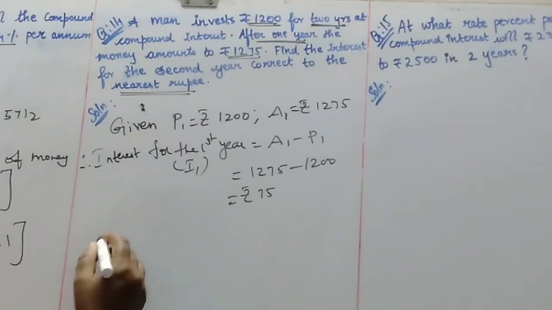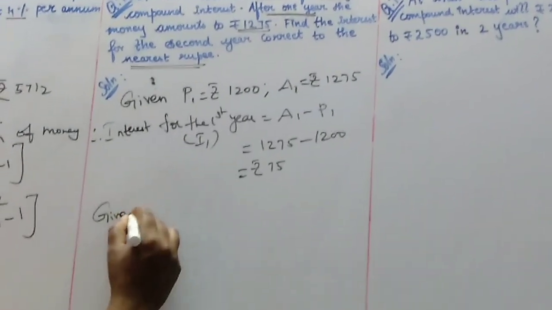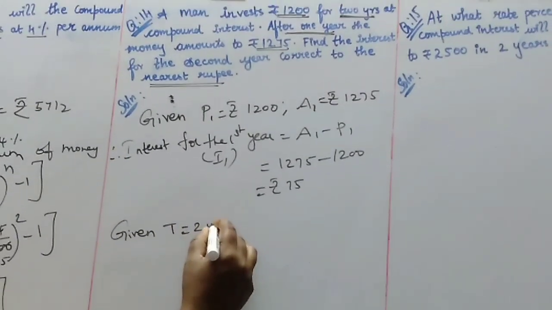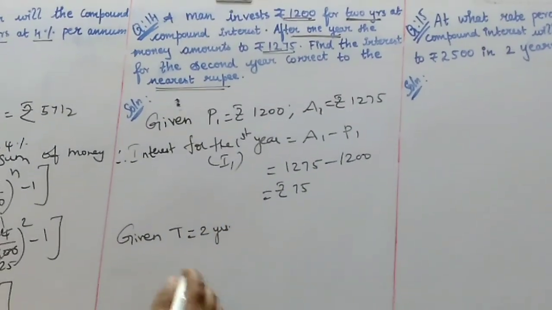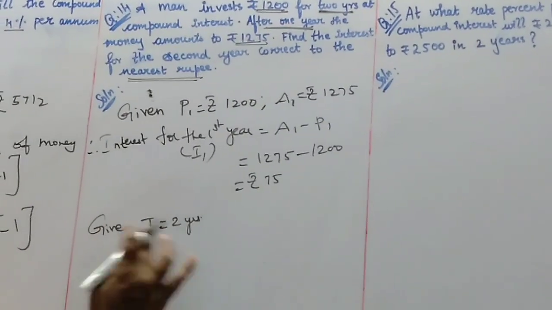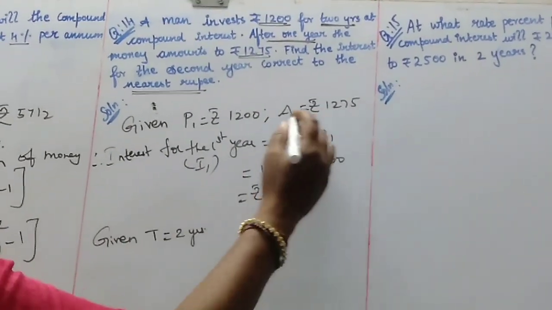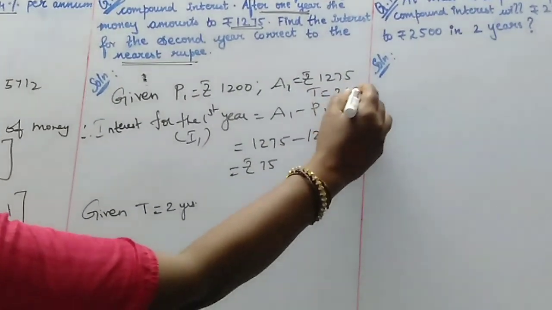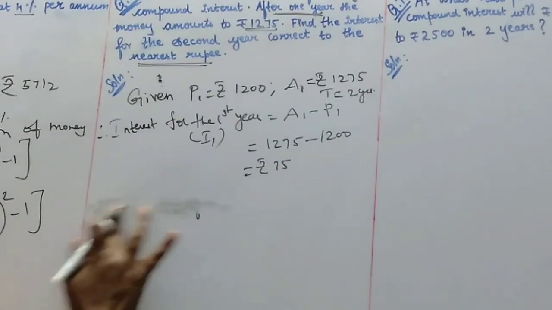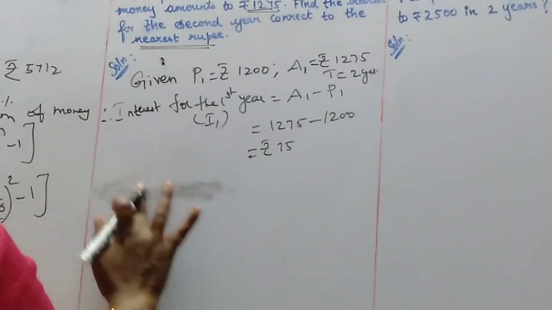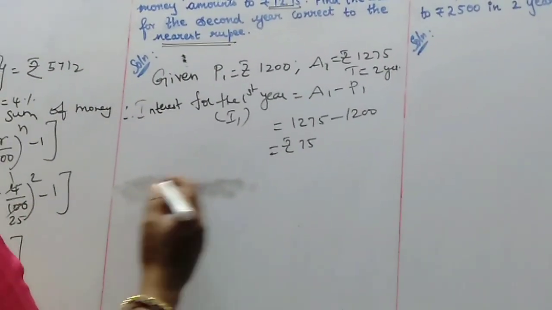Then what is given? Time period, that is T, equal to 2 years. For each year we are calculating, so here itself we can write T equal to 1 year for each year. Let's go with the sum next.